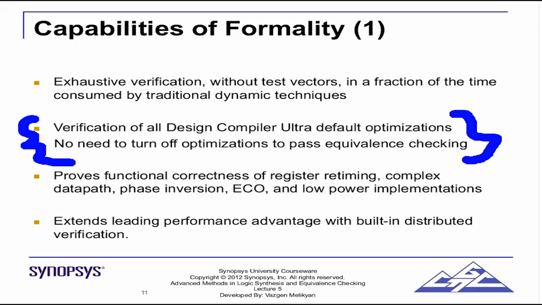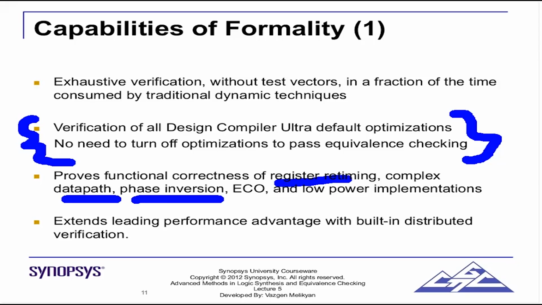So it is very, very important to have a good formal equivalence tool that will help you make sure that all aggressive optimization techniques, such as those applied by DC Ultra, like retiming, which is very popular nowadays, or sequential output inversion, can be verified by a formal equivalence tool. This is where Formality is very strong. This is where the industry leading tools like Formality and Conformal are very strong. They are able to verify even the most complex optimization techniques by Design Compiler, right? It mentions here it proves functional correctness of register retiming, complex data path, phase inversion.